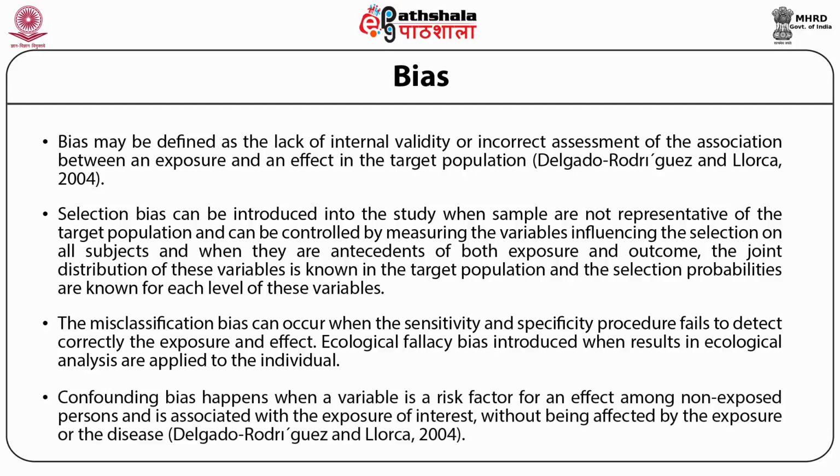Confounding bias happens when a variable is a risk for an effect among non-exposed persons and is associated with the exposure of interest without being affected by the exposure or the disease.